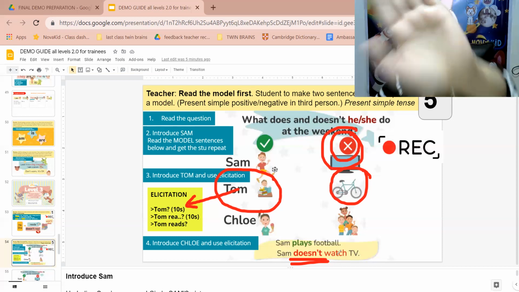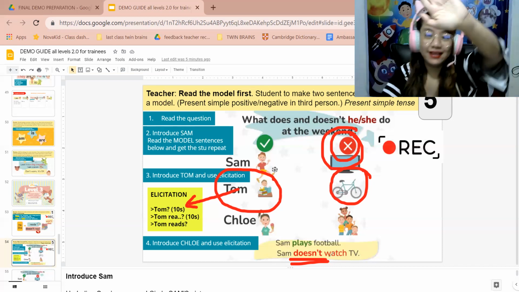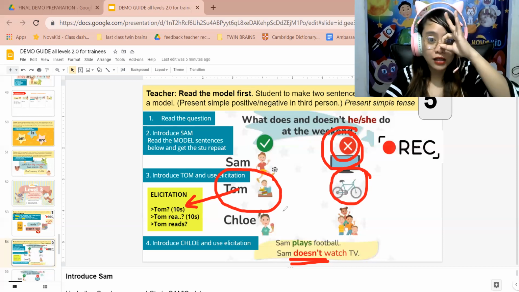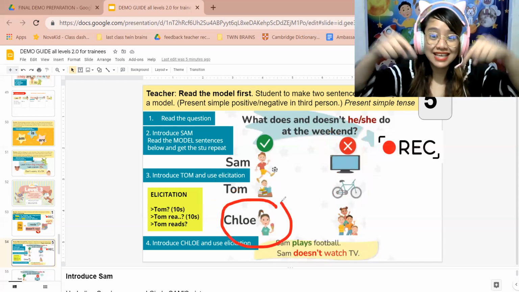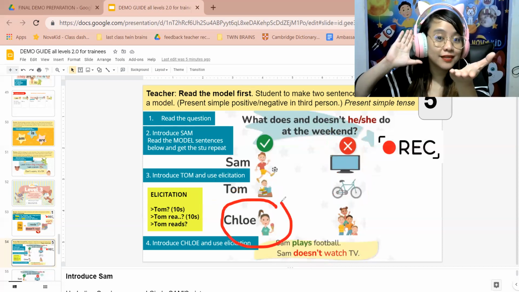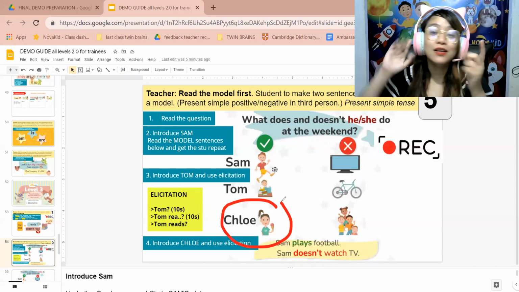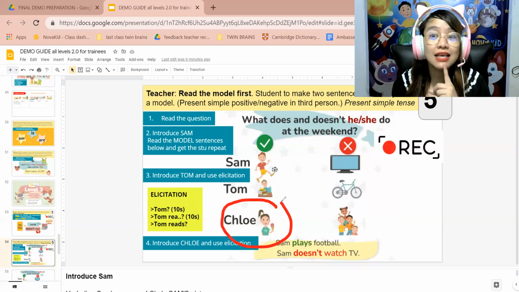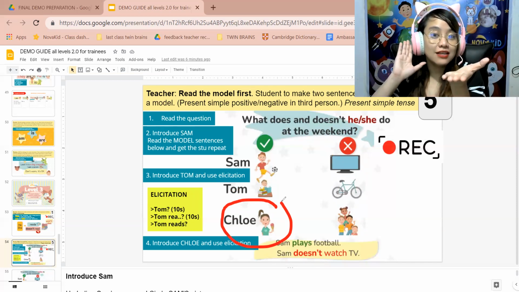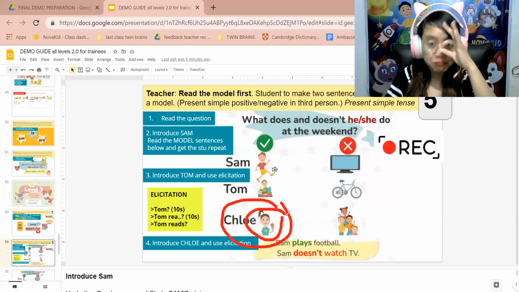Give me 5. Ta-da! Look. Who is this? Chloe. So remember, teachers always ask the student to speak in a full sentence. This is Chloe.